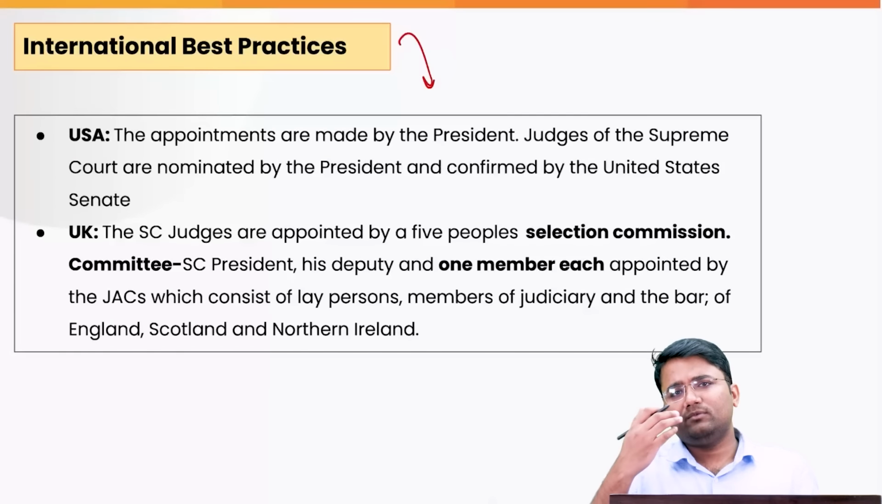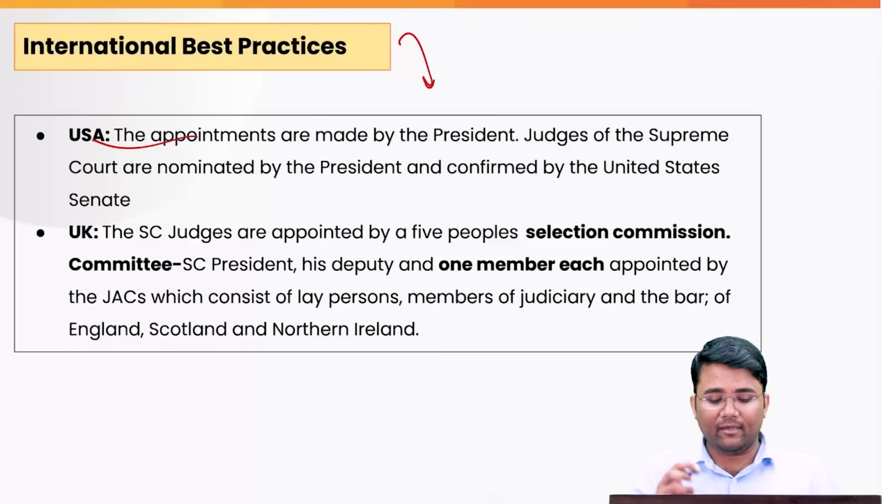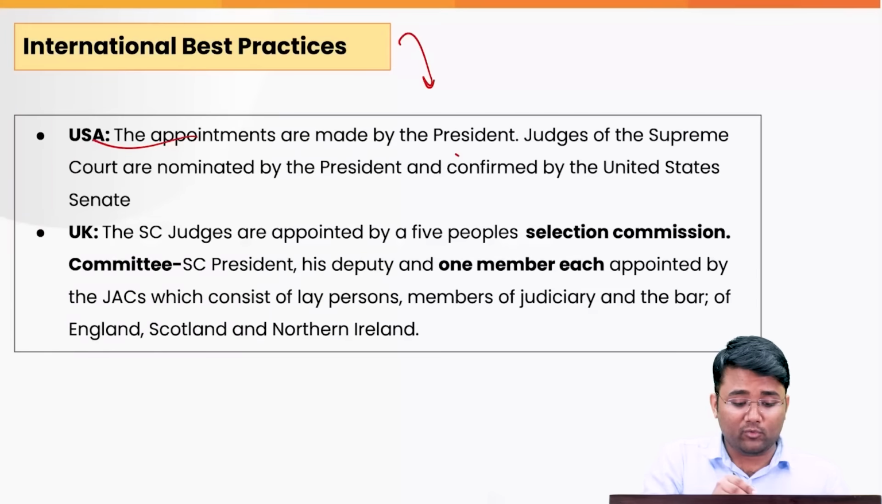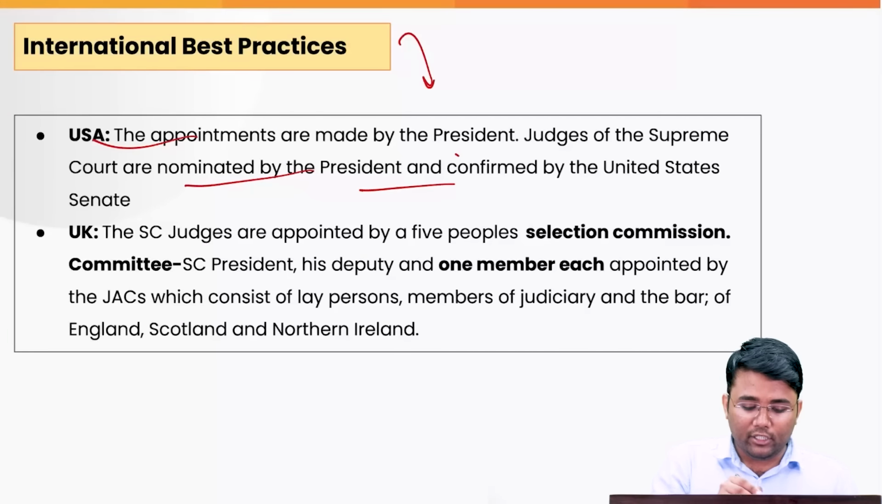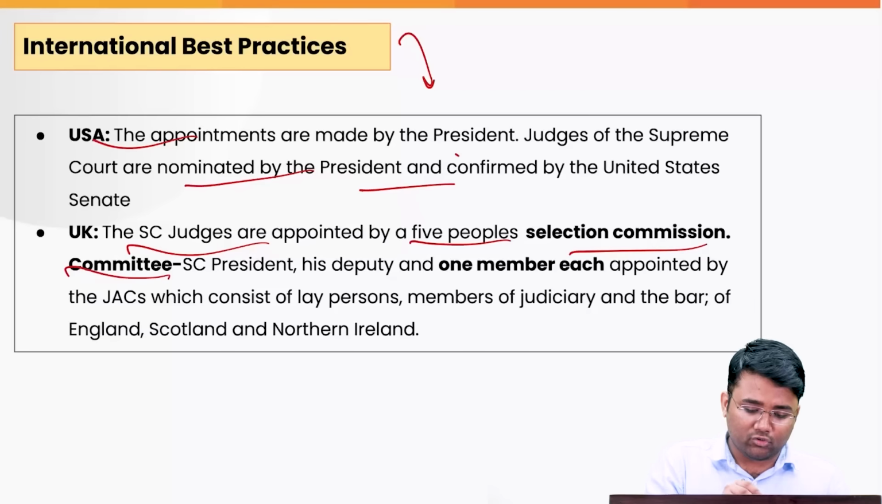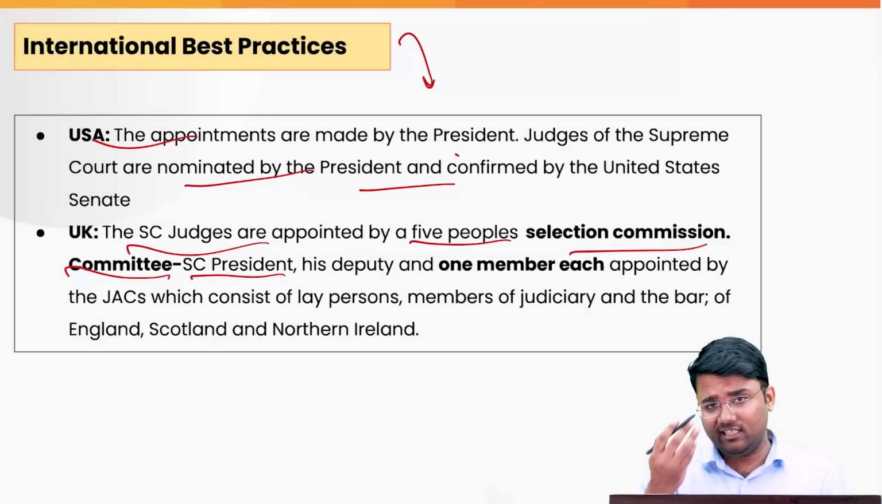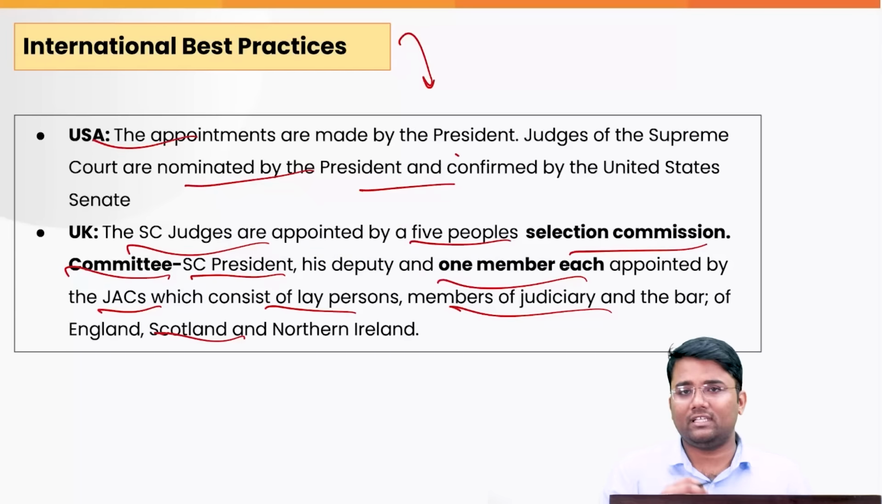We can follow some of the international best practices. For example, in the USA, the appointments are made by the president. Judges of the Supreme Court are nominated by the president and confirmed by the United States Senate. In the UK, the Supreme Court judges are appointed by a 5-person selection commission. It is a committee headed by the Supreme Court President, his deputy, and one member each appointed by the Judicial Appointment Commission, which consists of lay persons, members of the judiciary and the bar of England, Scotland and Northern Ireland.